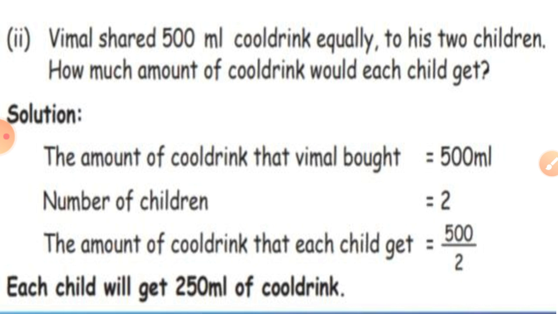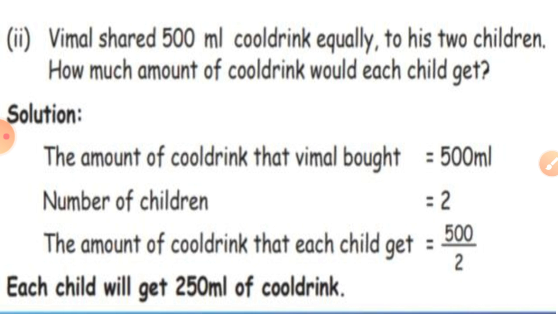Let's see another application sum. Vimal shared 500 milliliter cool drink equally to his 2 children. How much amount of cool drink would each child get? So he actually shares. Shares means it is dividing only. And here you need to see another thing. He had 2 children. And the final question is, would each child get? That means for only one child they are asking. So already they are giving you two children and you need to find out for only one. So this denotes it will come in division.